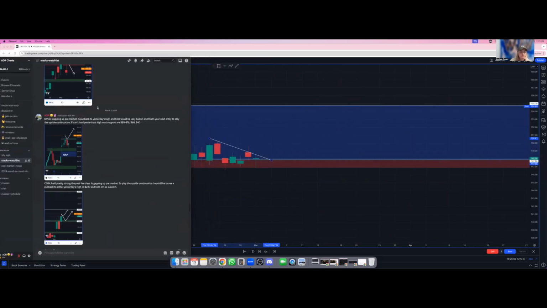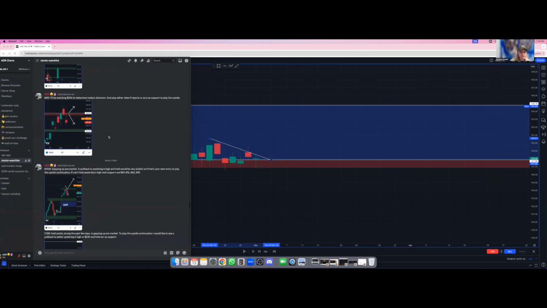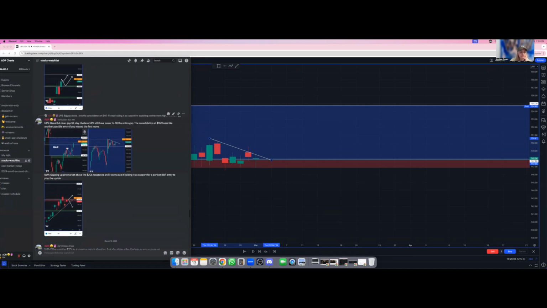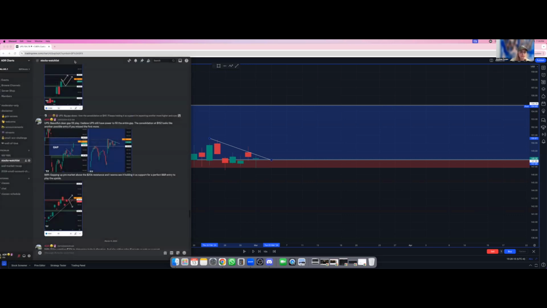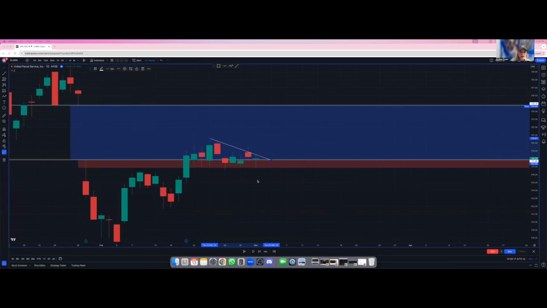Making a consolidation at support. Let me show you guys. And this is what happened after. You have a breakout of the consolidation, and then it went boom for the entire gap and even higher.